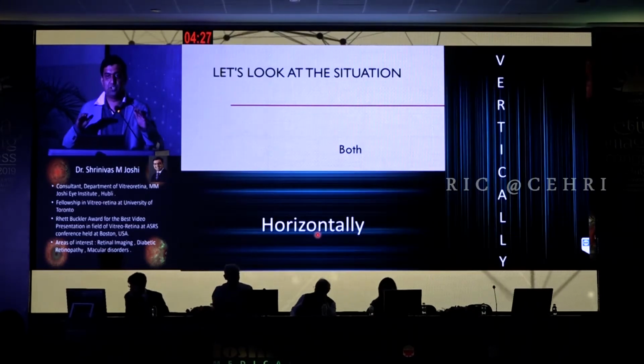So let's look at this situation both horizontally and vertically. Horizontally, we know that very well-established algorithms have been published, and one written by Dr. Muna Bhende is very well established. The preferred practice patterns classify DME by location, either center involving or non-center involving. If not center involving, then we treat according to the ETDRS guidelines with focal photocoagulation or grid laser. Whereas if it's center involving with no vision loss, observe and treat. If there is vision loss, then go with anti-VEGF therapy.